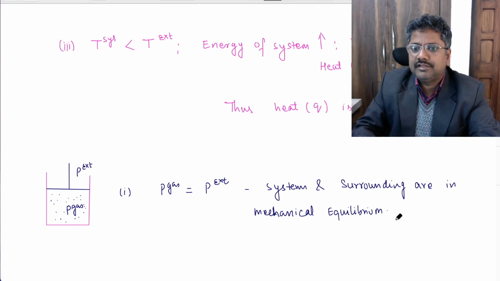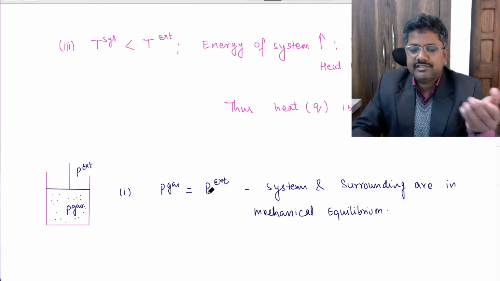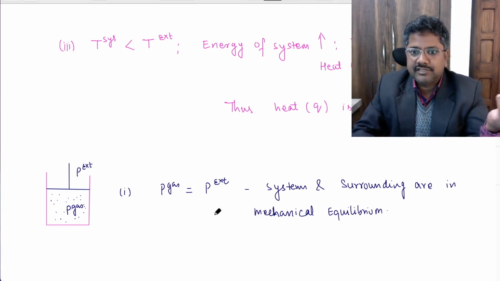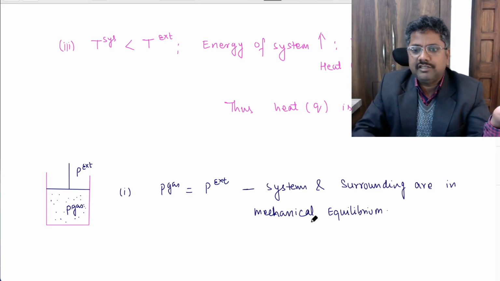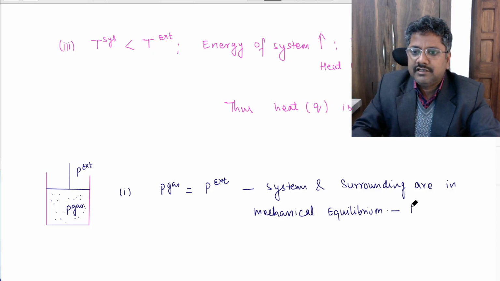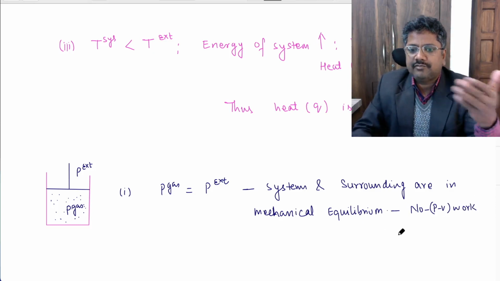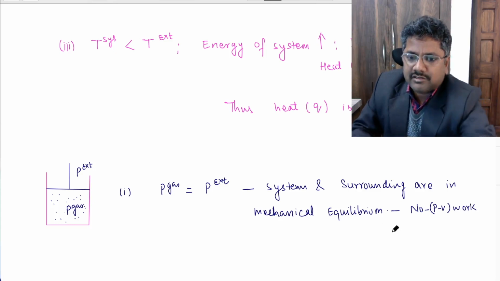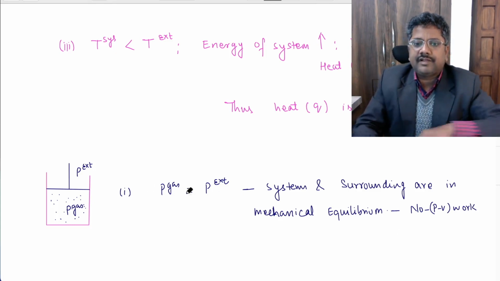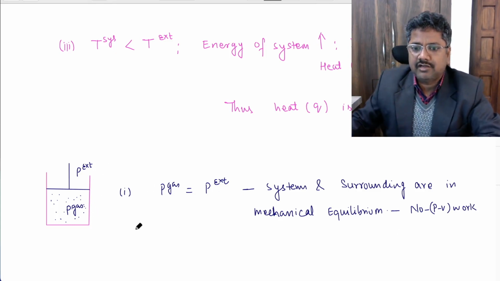Equilibrium, right? Means there is no change in the volume. There is no change in the volume in this situation. Means there is no work. So you can say no PV work, pressure volume work. Because the cause of pressure volume work is what? The pressure difference between system and surrounding. Okay.